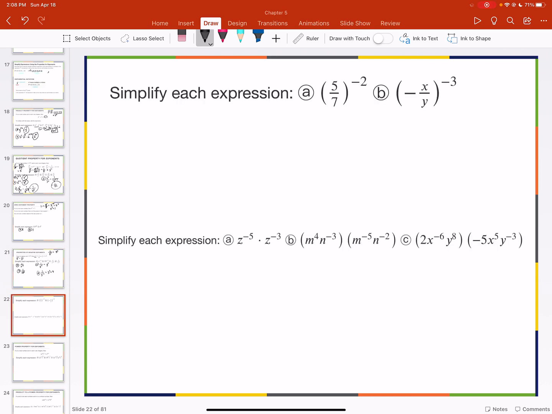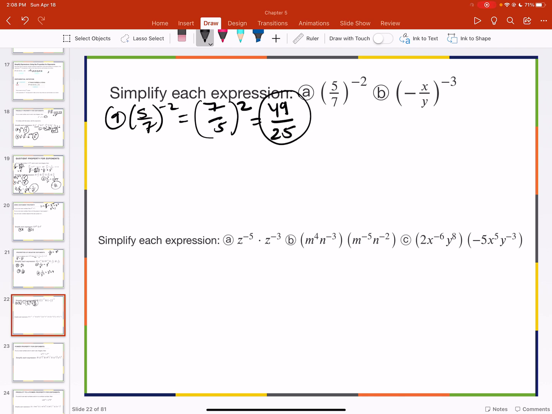What if you have a fraction raised to a negative? Well, like we said, it's the reciprocal. So let's go ahead and do that. For A, 5/7 to the negative 2 power is the same as saying 7 over 5 squared, which ends up being 49 over 25, because it's times itself, right? 7 times 7 is 49, 5 times 5 is 25.